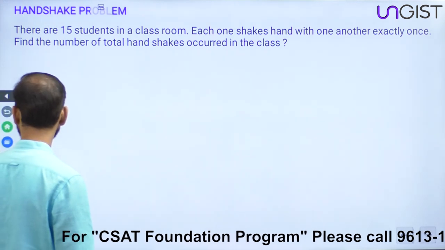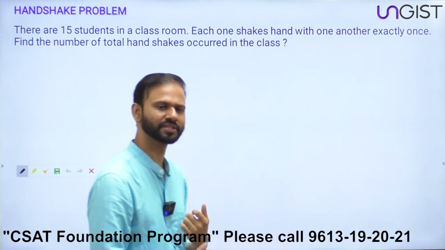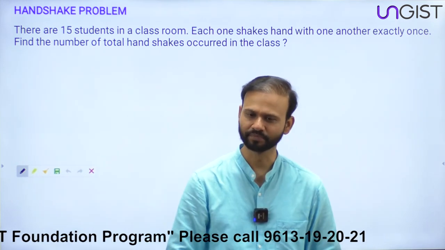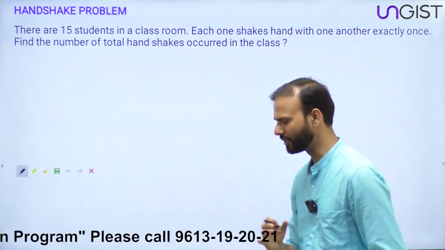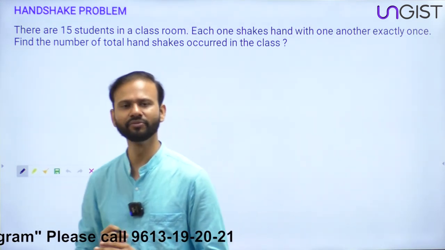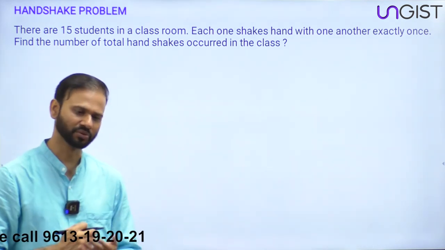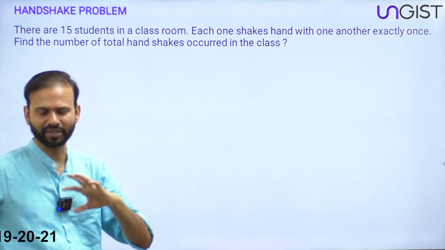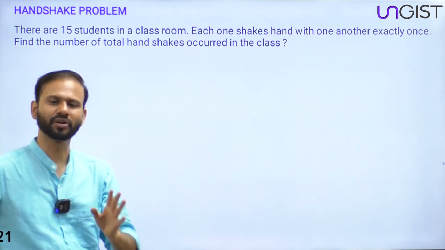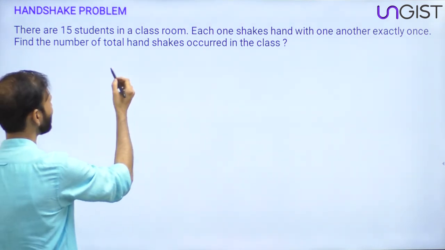Handshake. We are done with this type of problems in permutation and combination, right? Handshake. What is the formula for the handshake problem? N into N minus 1 by 2. Friends, when you study permutation and combination, those who are newcomers, please go to the panel and read it. Just watch the video of permutation and combination.